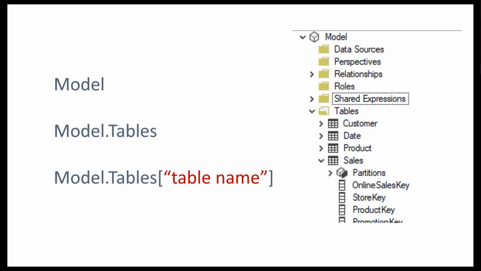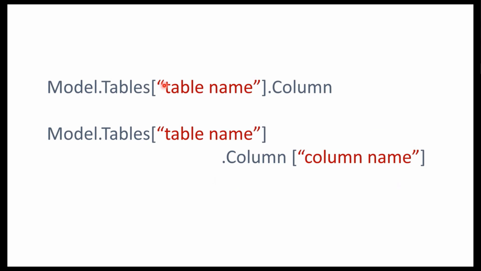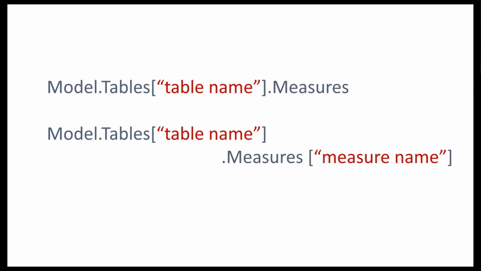Pretty easy, isn't it? We have a few more slides to go. And then we have in the tables, we have also columns. A column can have a name and you can call a specific column by it. And the same goes for the measures.